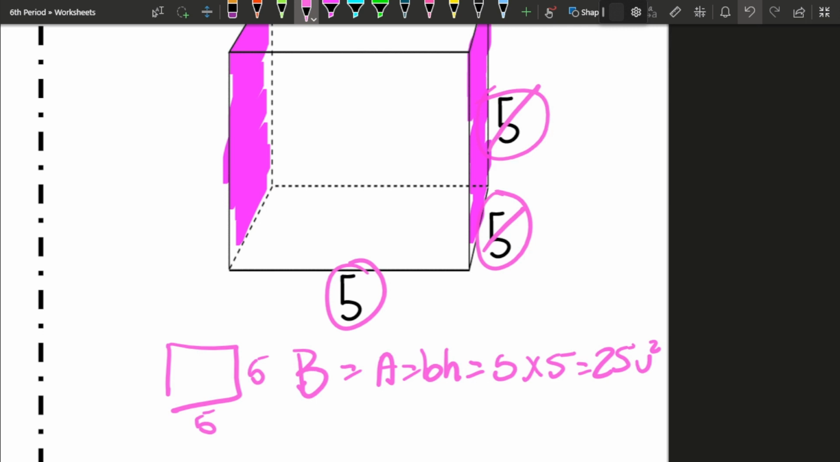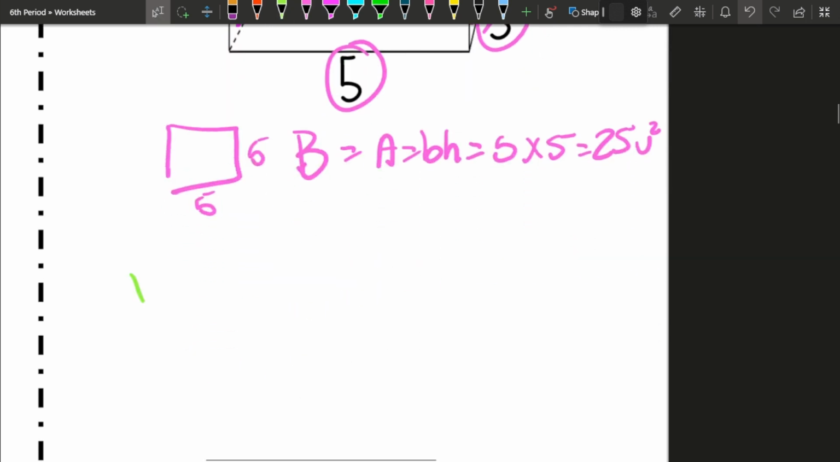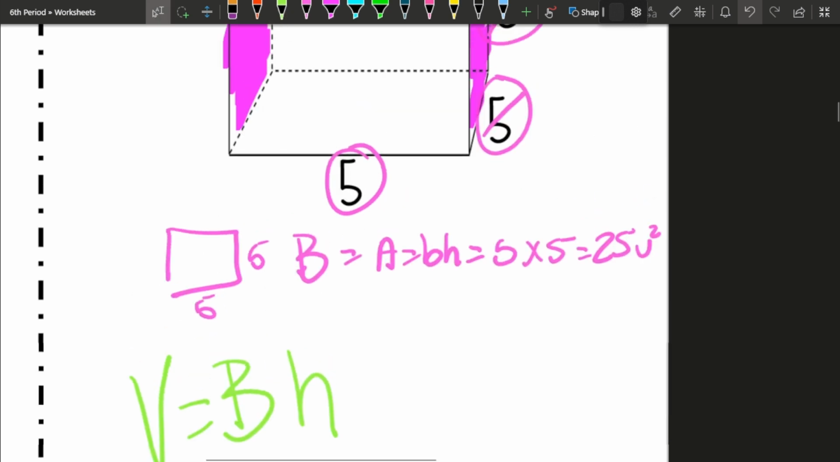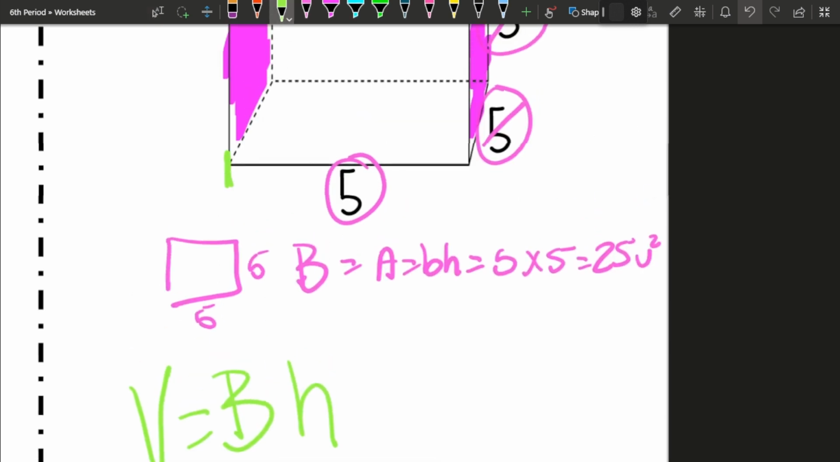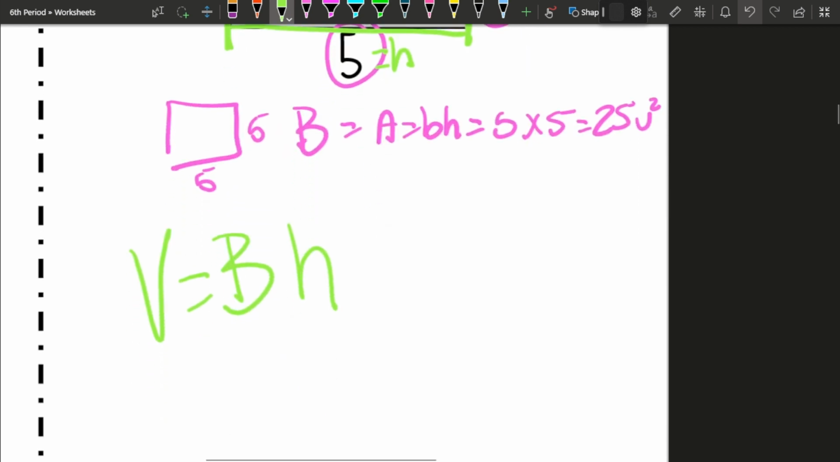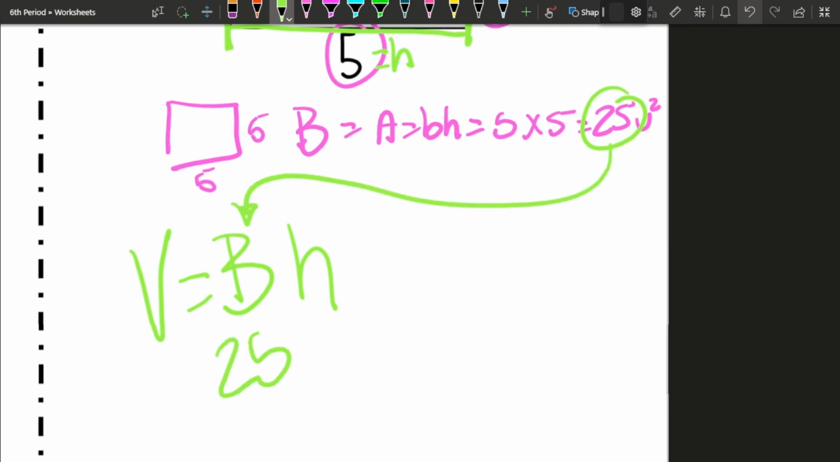So now I'm going to do the volume, which is uppercase B times the height. And the only number that I have not used is the distance between the two bases, which is going to be my H. So this is going to be 25 times the other 5, which is a total of 125 units cubed.